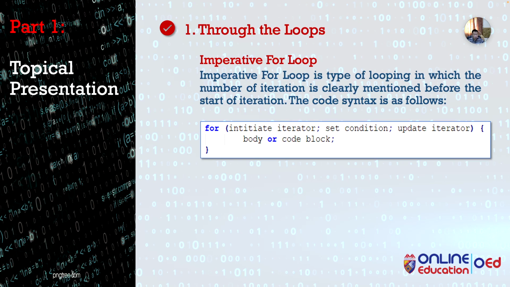This is then followed by the code block or the loop body that is intended to be repeated, enclosed in curly braces. We will see this in an example.